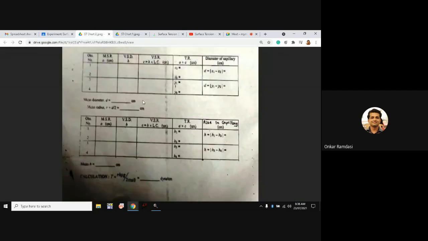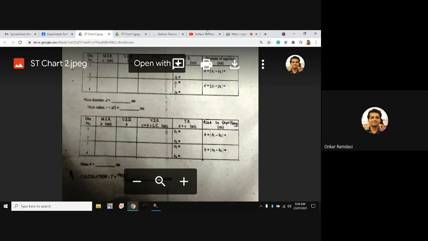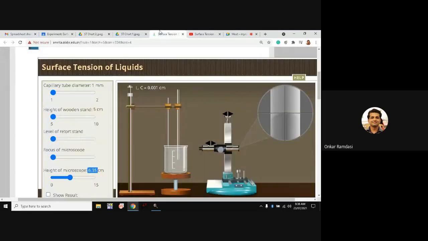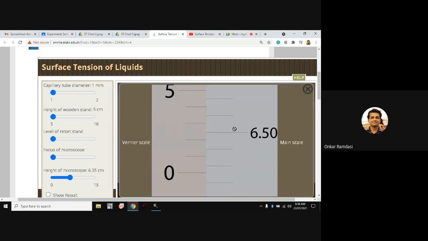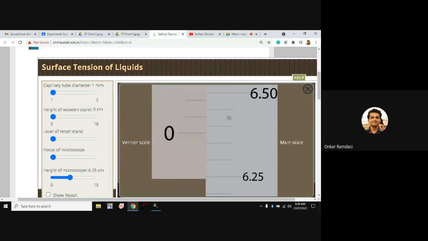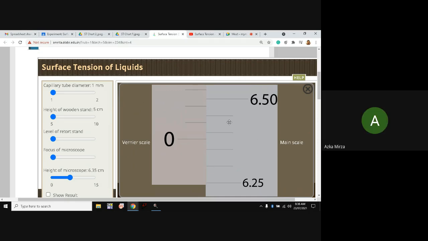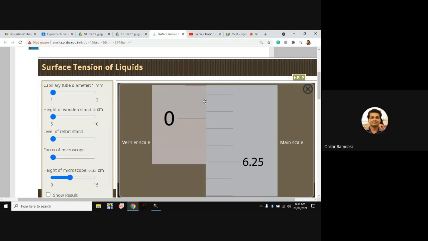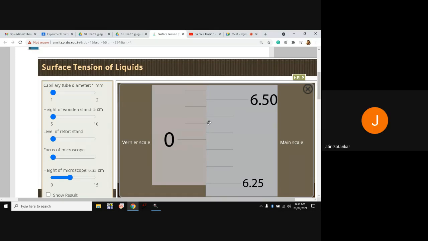Now, before that, let me cross check this reading. Let me show you how it came to 6.35. Now we know the reading. How to take that reading from the vernier scale of the traveling microscope? You need to click on the traveling microscope. Can you see these readings, everyone? Yes, sir. On the main scale, please listen carefully to what I am saying. This is a very important part.